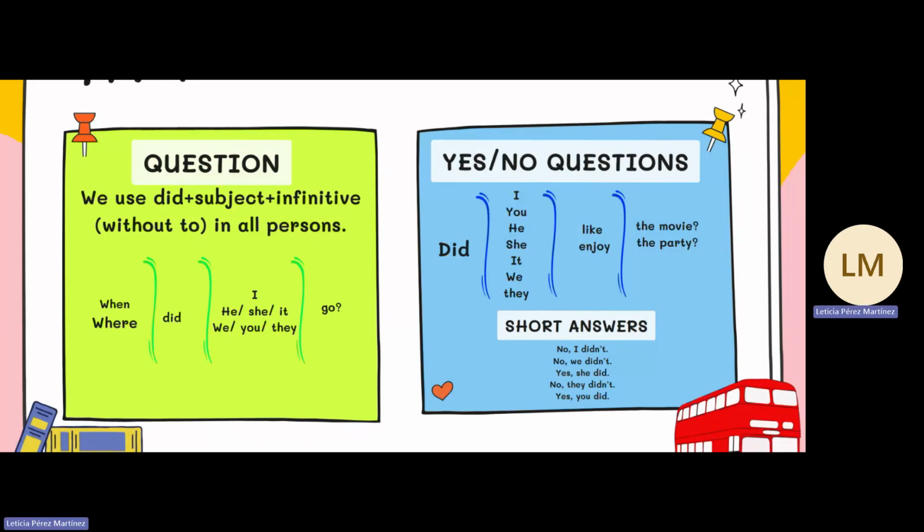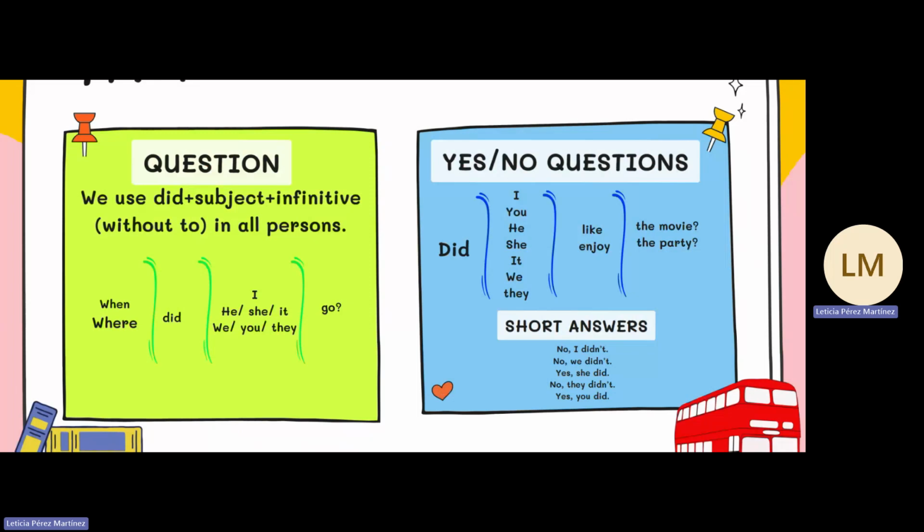Okay, one more time, we're going to use the auxiliary did in this case because it's a question, and the simple form of the verb. Did I go? Did you go? Did he go? Did she go? Did it go? Did we go? Did you go? Did they go?